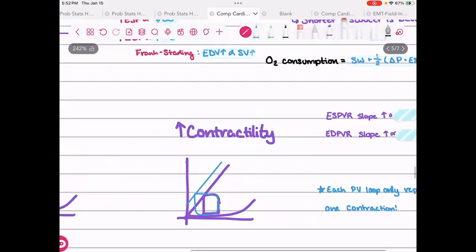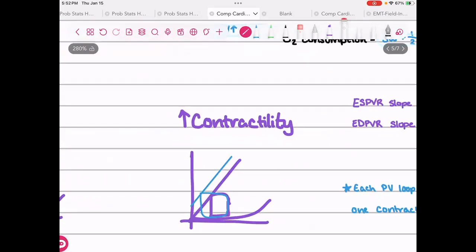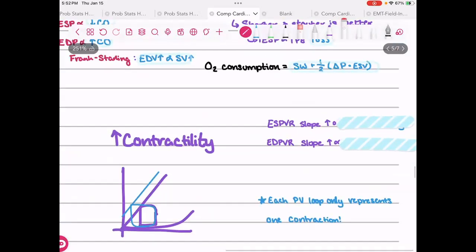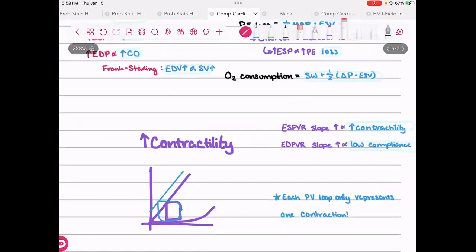And then if your contractility increases, here we're actually changing a functional property of the heart. So the ESPVR relationship actually changes and you end up with a graph that looks a little bit like this, where it's able to hit at a lower volume. So I like to think of it as doing more with less if you have a more contractile heart, if it's able to stretch more and then pump out more blood as a result, doing more with less. So your ESPVR slope increases with an increase in contractility, and then your EDPVR slope increases with lower compliance.